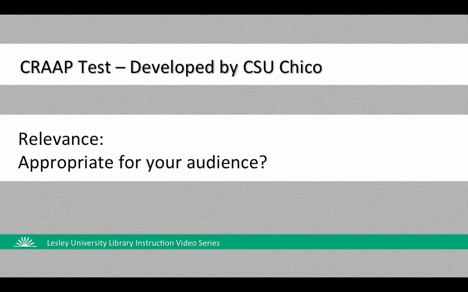Relevance. Relevance means that the source you found for your paper is appropriate for the audience of your paper. You wouldn't want to use an article from a peer-reviewed psychology journal in a classroom activity for third graders. To assess your source for relevance, think about whether or not the information is directly related to your topic, is written on a level that your audience would understand, and is something that you would feel comfortable citing in your project.